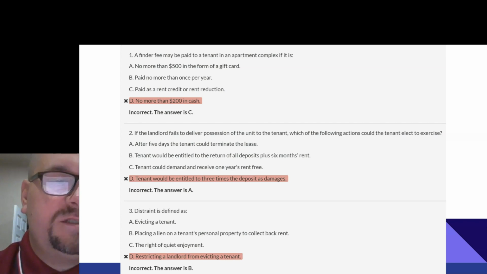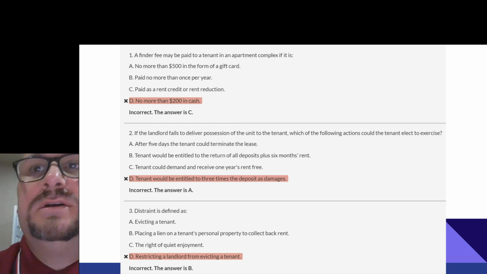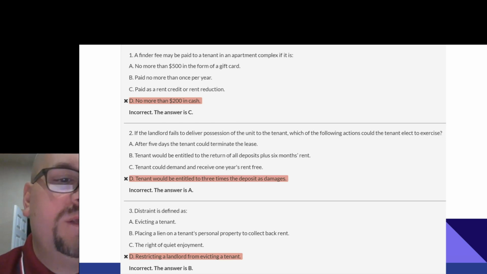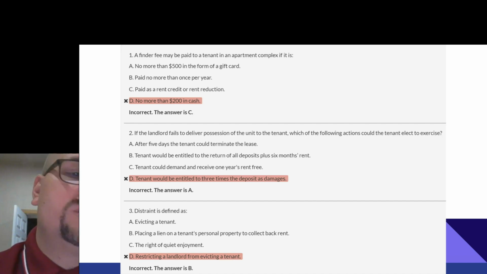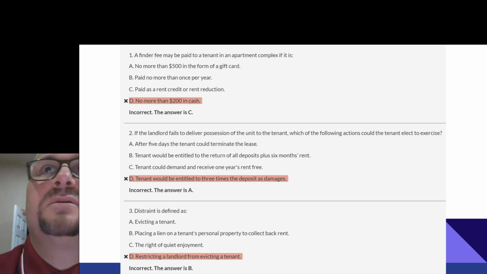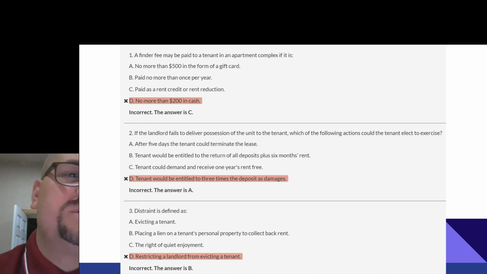Distraint is defined as, Bravo, placing a lien on a tenant's personal property to collect back rent. So distraint, right? What does distraint mean? Distraint means you place a lien, probably judicial, right? You go to a judge, get a court order, placing a lien on a tenant's personal property to collect back rent. That's a distraint. You're putting a lien on personal property.